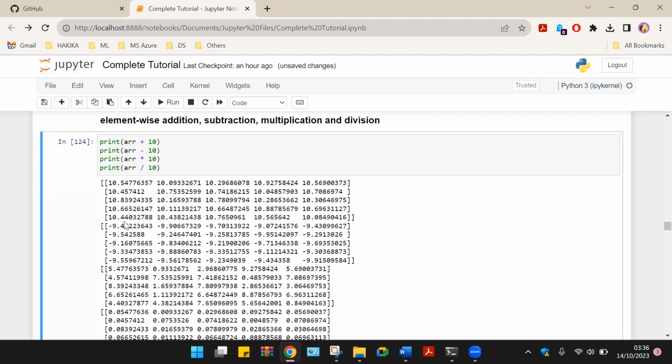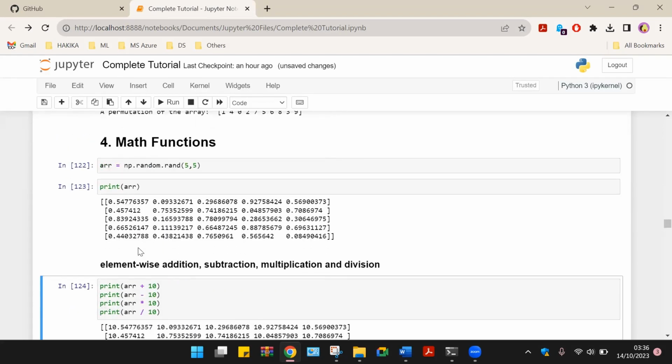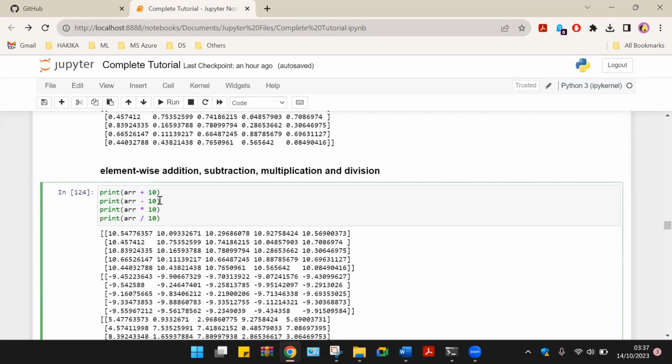The second, we have subtracted 10. The third, we have multiplied by 10, and the fourth, we have divided by 10. When we add an operator, all the values are added or subtracted or whatever the operator is.